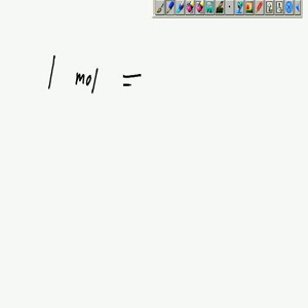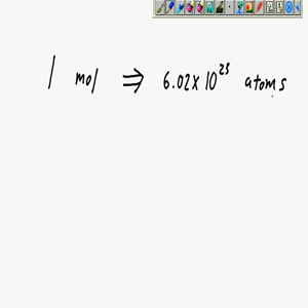So 1 mole, according to the scientist who discovered this, Avogadro, and this is called Avogadro's number, has 6.02 times 10 power 23 particles. When we say particles, we could mean atoms, molecules, or ions. Let's just talk about atoms first. So we have 6.02 times 10 power 23 atoms.